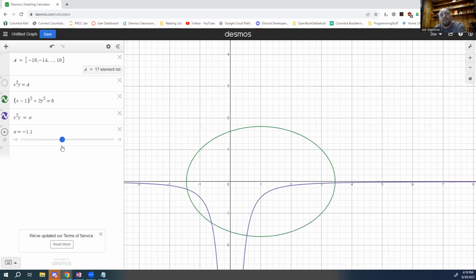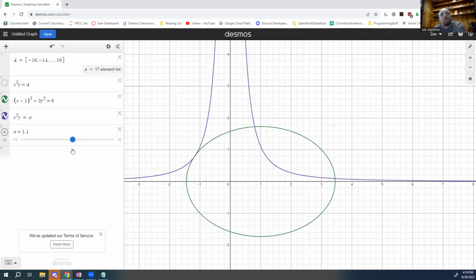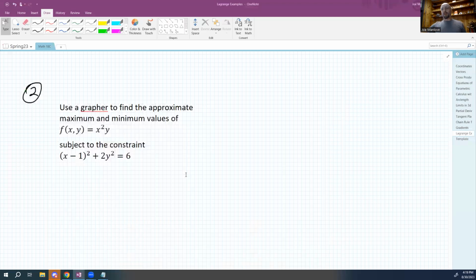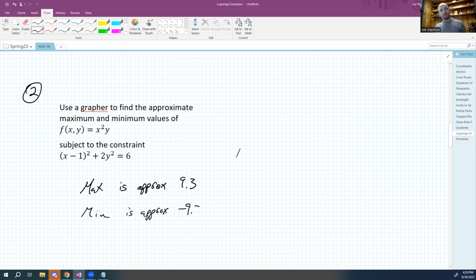And then I know that if I did Lagrange on this, I'd also see these values at negative 1.1 and 1.1, even though those are only kind of locally interesting points. So I'm going to write down my answers here. The max is approximately 9.3, min is approximately negative 9.3. Notice they don't always have to be symmetrical.